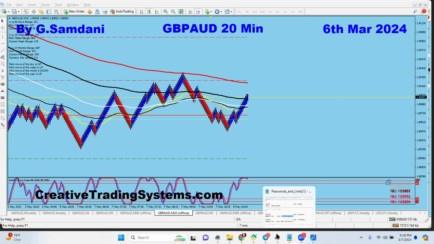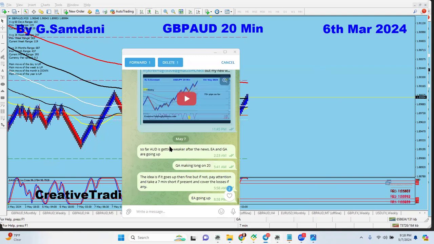Pound Aussie, I posted on the Telegram a few hours ago that this is a GA making a long on the 20-minute chart, right? And then what happened? The idea I immediately posted right after 541 and then 558. I posted that the idea is if it goes up, like my long setup works out, then it's fine. But if not, and it goes down the opposite way, and my SL is always 25 pip, right? So I said that pay attention, and take a 7 minute short if present.